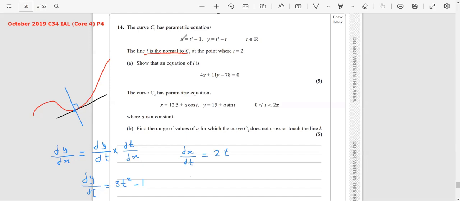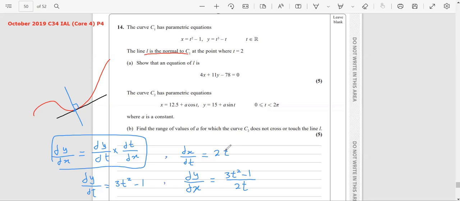How do you get dy by dx? In this case, it will be 3t squared minus 1, and instead of dx by dt, you want dt by dx, so you just take the reciprocal of this. So the 2t will be in the denominator. So now you have the derivative, which we got using the chain rule here.